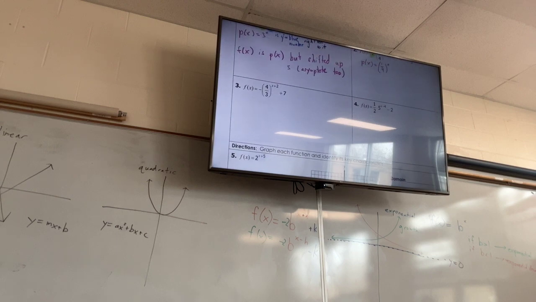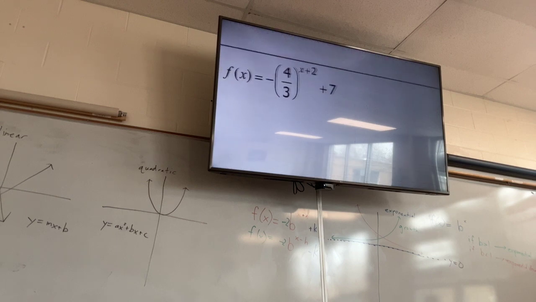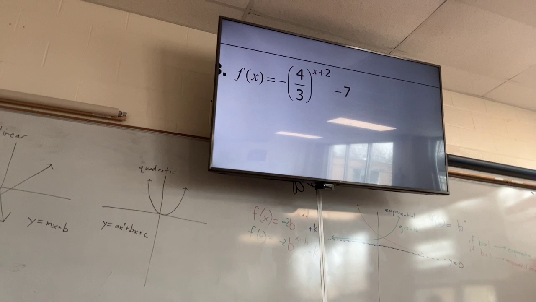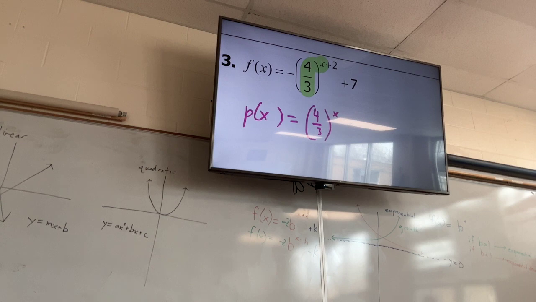Let's do this one. Okay, so what's my parent function? Ignore the negative. That's a good question. It's just going to be positive 4/3, so just the number that's right next to it. Treat the negative as its own thing. So it's just going to be 4/3 to the x. Okay. And all the extra stuff there, that negative, that +2, that +7.